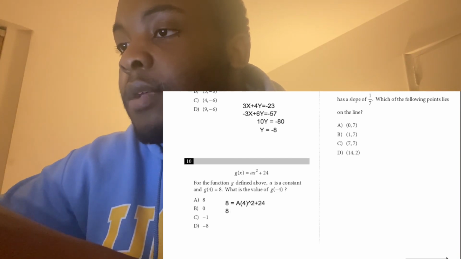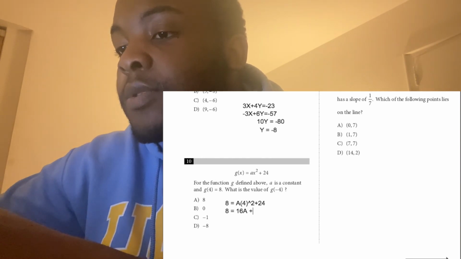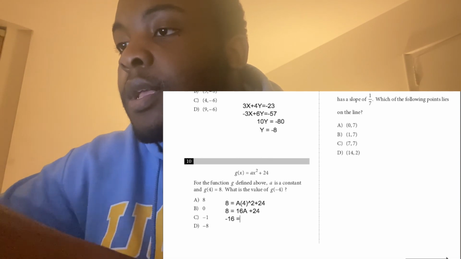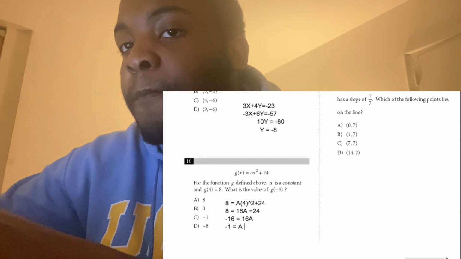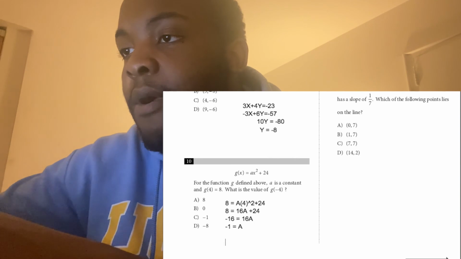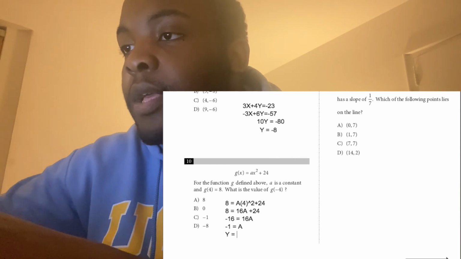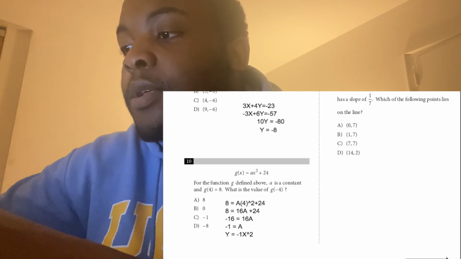So now 8 equals 16a plus 24. Minus 24 on both sides, negative 16 equals 16a. So then negative 1 equals a. All right, so now negative 1 equals a. And now you're going to have y equals negative 1x squared plus 24.